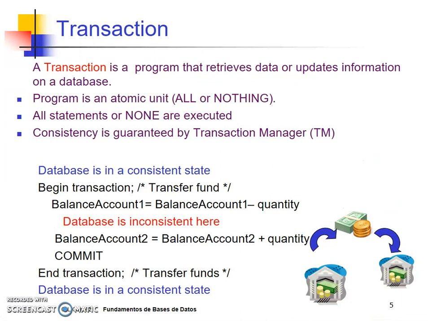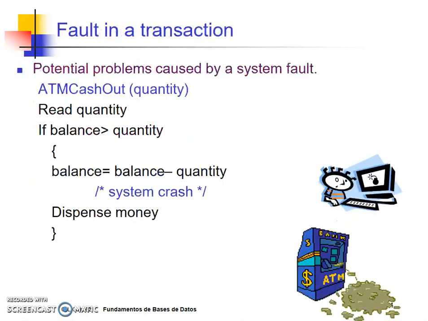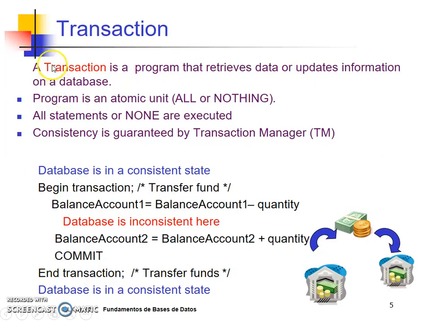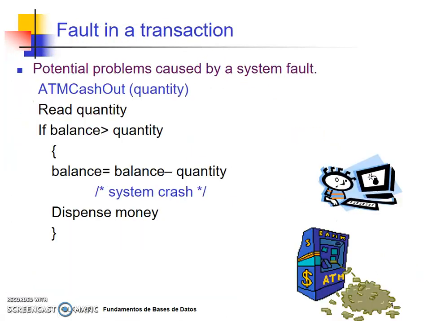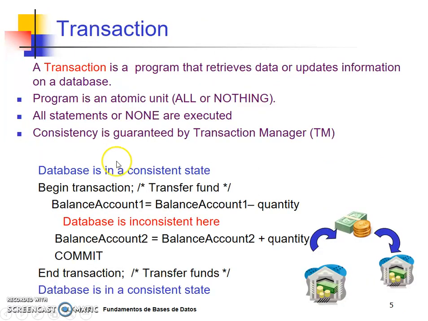What is a transaction? A transaction is a program like the one we already covered. This is a transaction. It's a sequence of operations. And this program retrieves data or updates information on the database. We have here that we are reading the balance and then we update the balance. So this is a write operation on the database. The program is considered an atomic unit. That means that you have to execute all the operations or none of the operations. The consistency is guaranteed by the transaction manager.